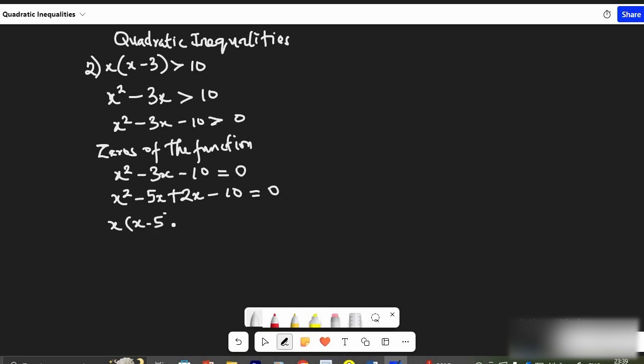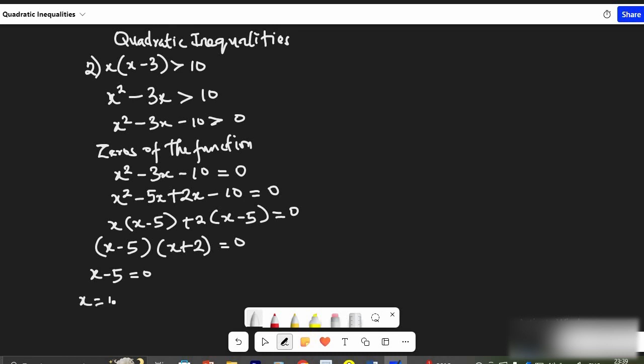It's x minus 5, 2 times x minus 5, equals 0. So this is x minus 5 times x plus 2 equals 0. x minus 5 equals 0, x equals 5. x plus 2 equals 0, and x equals minus 2. So we have that the zeros of the function are 5 and negative 2.